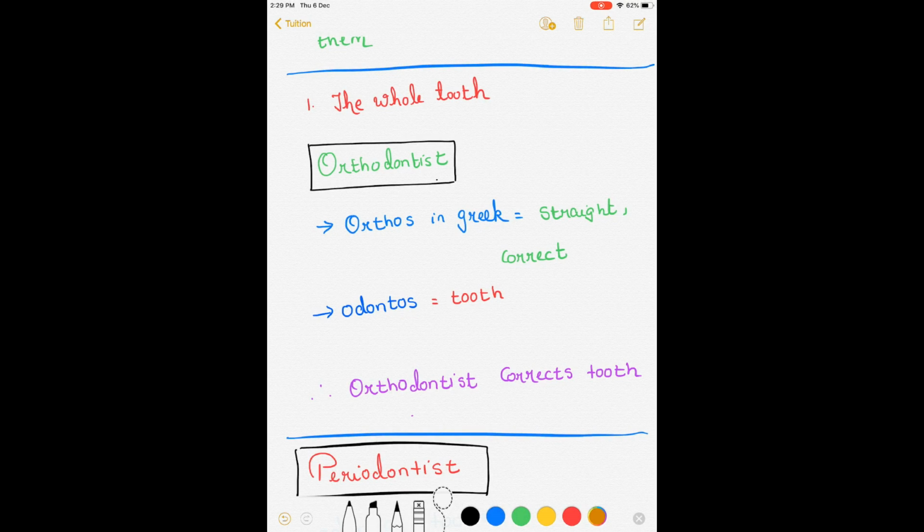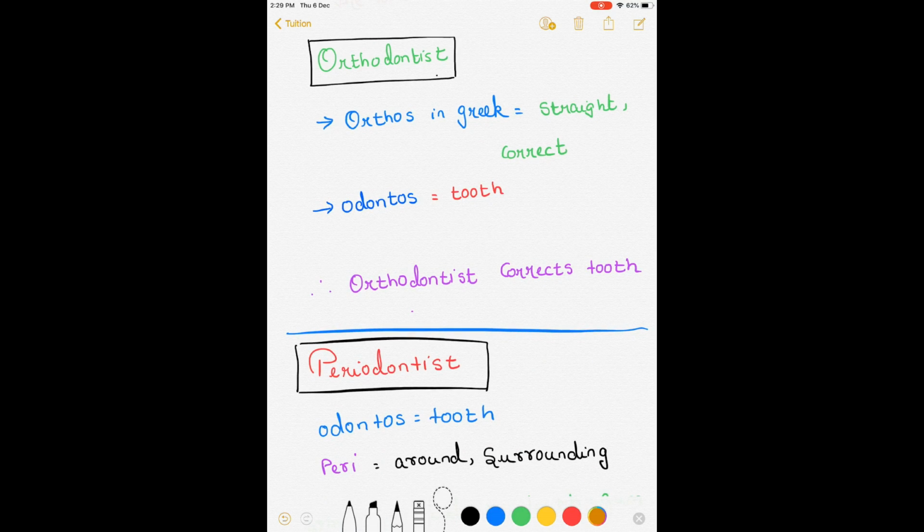Orthodontist. Understand, orthos in Greek means to straighten and odontos means tooth. So ortho means straight, odontos means tooth, straight the tooth. That means orthodontist is the person that straightens your teeth. Right? It corrects your tooth. So ortho means straighten, odontos means teeth, orthodontist is the person that straightens your teeth.